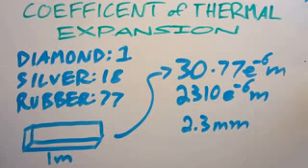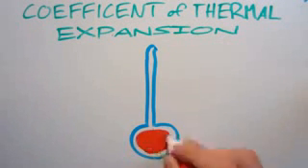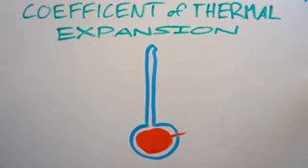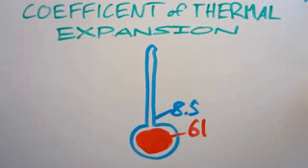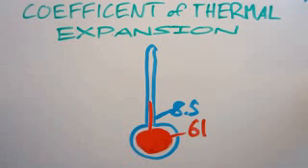You can take advantage of these different rates of expansion to do some interesting things. Take, for example, the classic mercury glass thermometer. Mercury has a coefficient of 61, while glass is only at 8.5. The idea is that the pool of mercury expands significantly when the temperature rises, but the glass encasing it doesn't. As the mercury expands, it's forced up into a very thin tube.